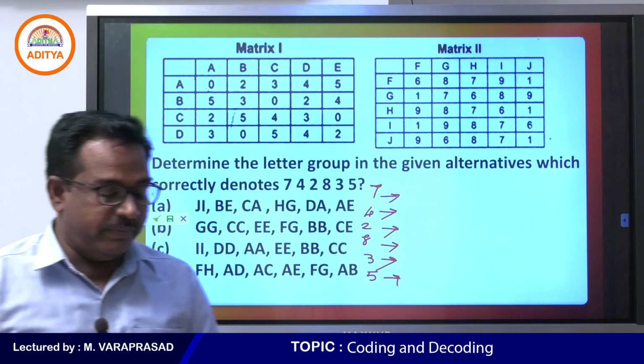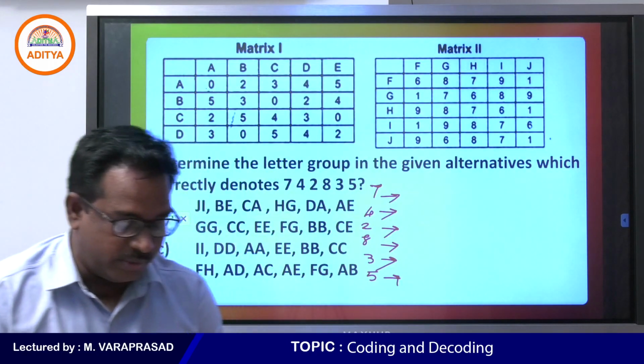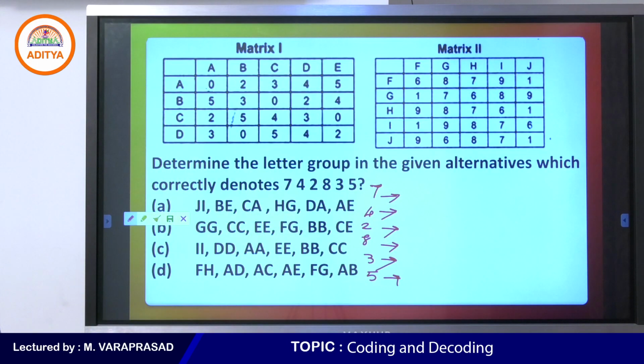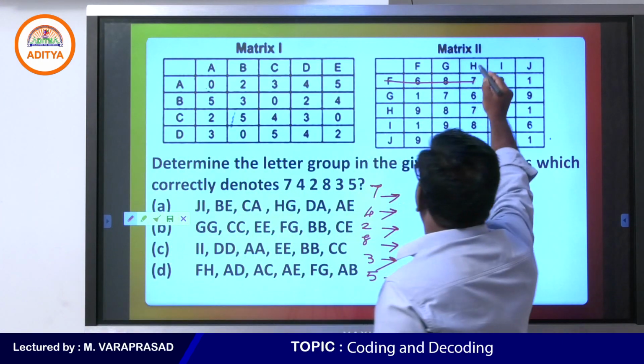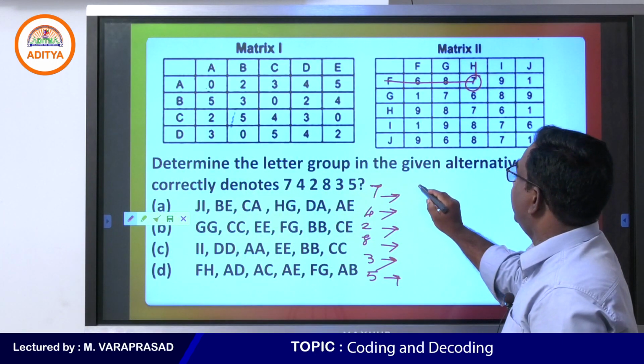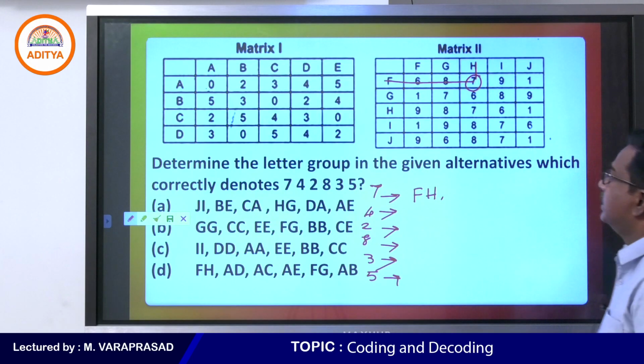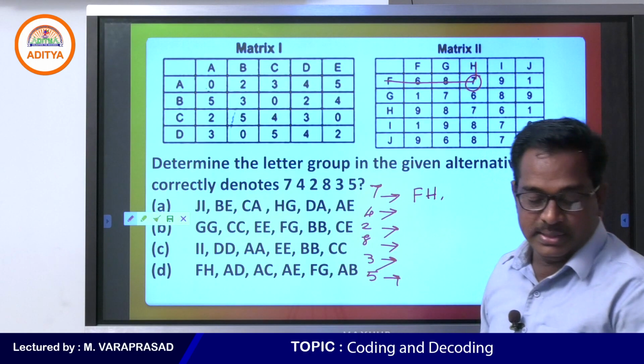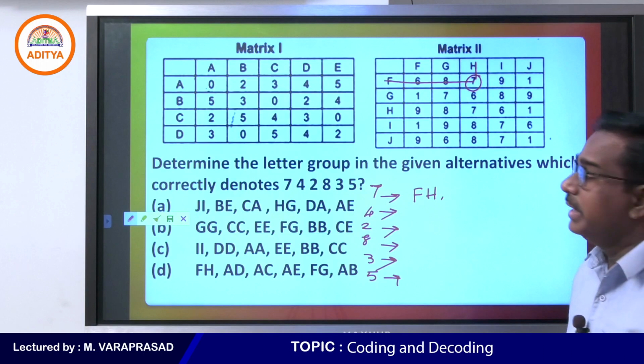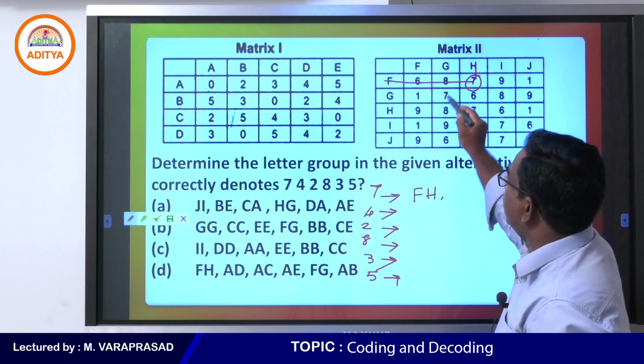Seven can be written in how many ways? If you take 7, we can write it as FH. Still, how many ways can it be written? Next one, GG, we can also write.